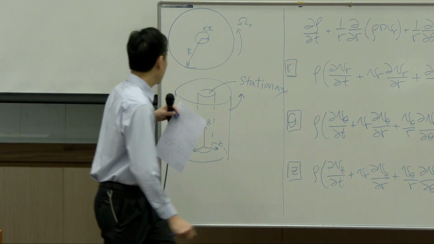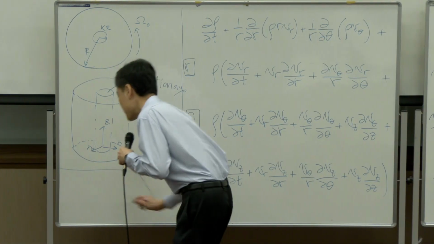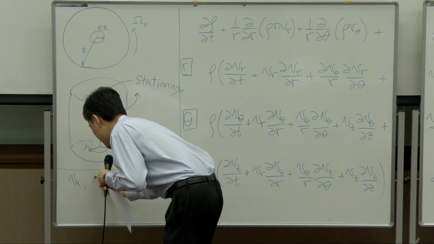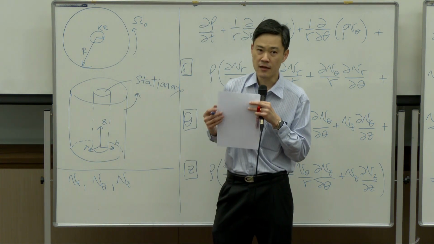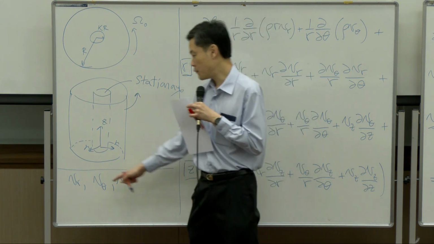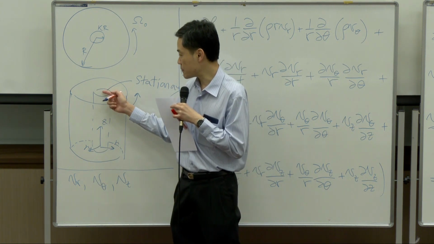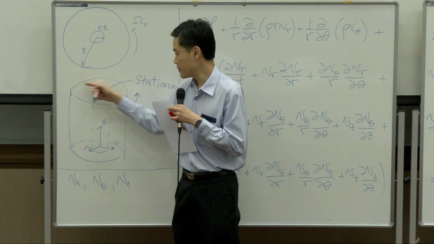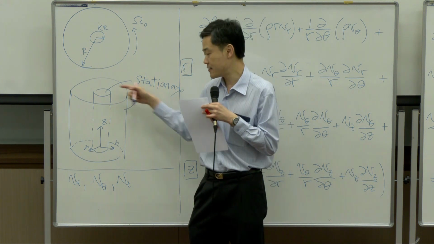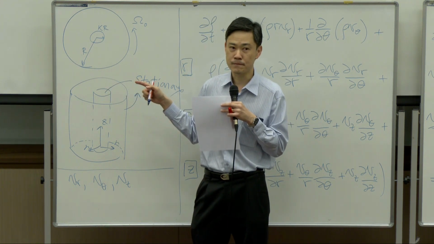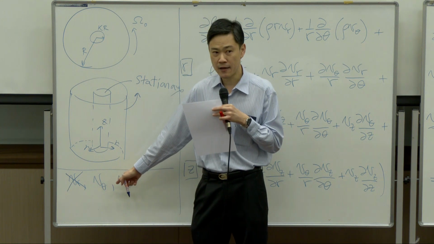Okay? The second step, identifying velocity components. In this case, let me write down here. We have Vr, V theta, Vz. Which one is 0? Do we have Vr? If there's Vr, the fluid is supposed to go in this direction, either going out or going in. Is there any such flow? No, not in this case. So Vr is 0.